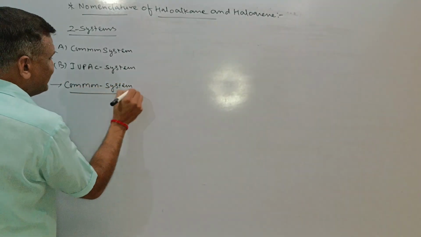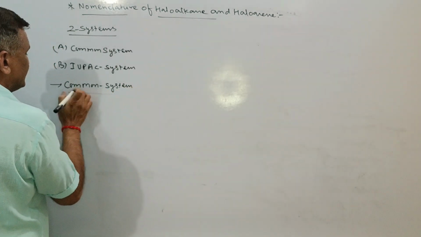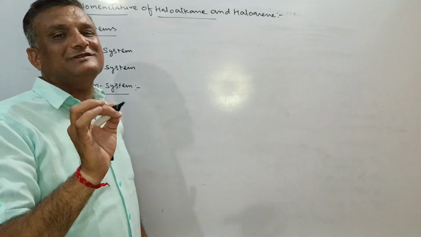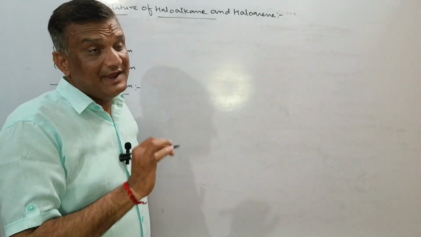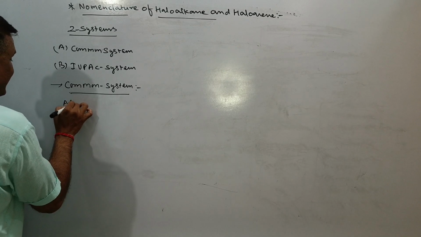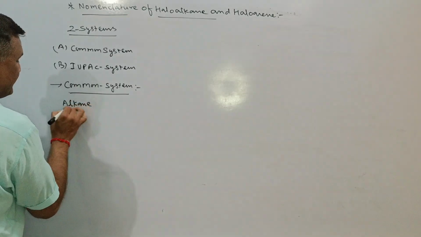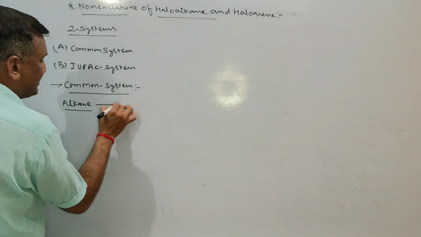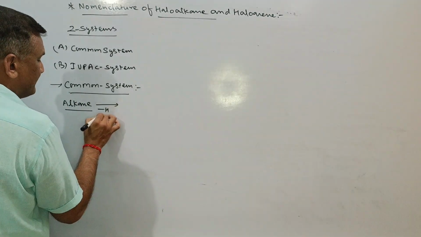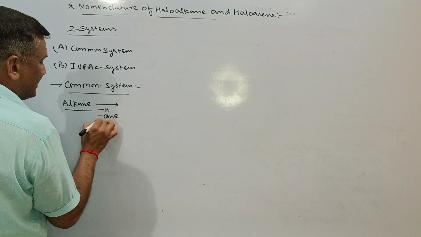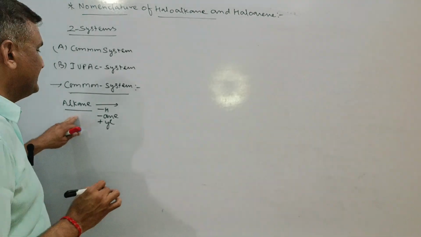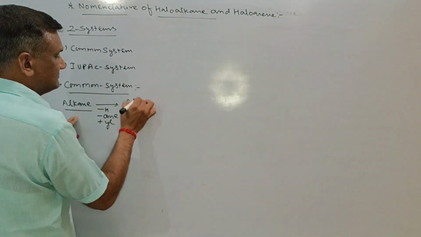Before starting the common system for the different haloalkane and haloarine, I would like to go through some of the substituents. Suppose you have any alkane, and if you remove one hydrogen from it, then it will lose the 'ane' and add 'yl' as a suffix. So this will be an alkyl.